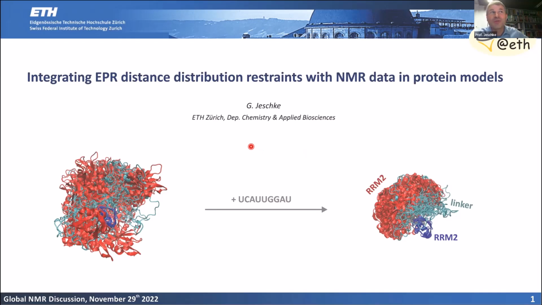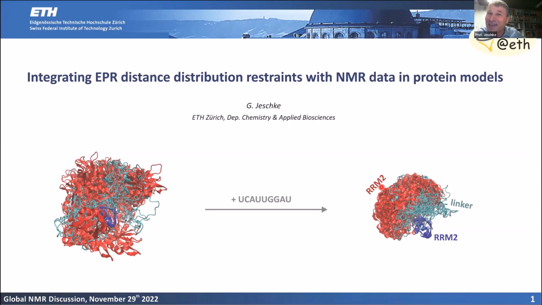So you already see what I will be talking about, combining EPR data, mainly distance distribution restraints, with NMR data to make protein ensemble models, actually. I will use more than one example during the talk, but the example that I will use most of the time, you already see here on the title page, because it's a reasonable balance between simplicity and complexity. And this is an RNA-binding protein consisting of two RM-binding domains with a copy-paste error.